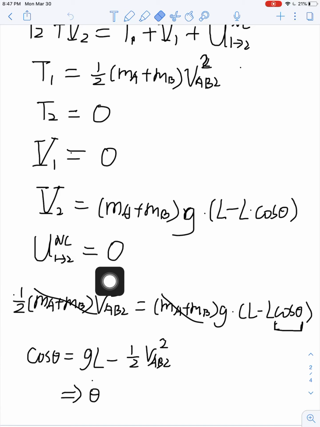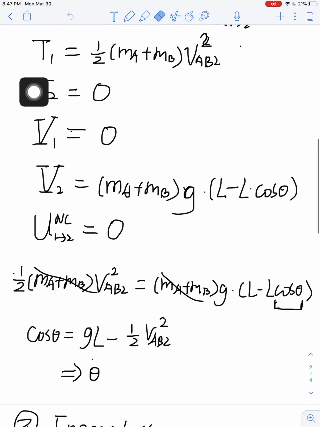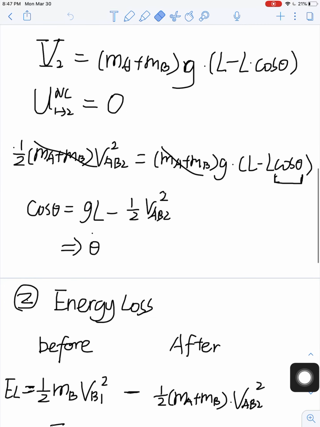The work done by the non-conservative force will be 0 because we don't have any friction here. Now you can plug all the components into the work energy equation, and you will realize that cosine theta is the only unknown and can be written as cosine theta equals (gL minus 1 over 2 VAB2 squared) over gL, and you can find out what theta is.